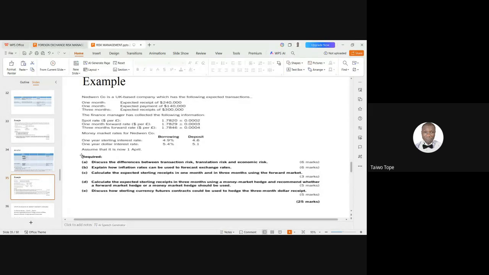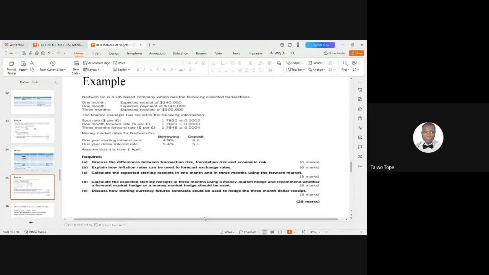So required: discuss the difference between transaction risk, translation risk, and economic risk. I've explained this before when we introduced this during the normal class. So what is transaction risk? What is translation risk? What is economic risk? If you go through the SFN Pathfinder, you'll see this question there. They are asking as simple as it is: what is transaction risk? What is translation risk? And what is economic risk?